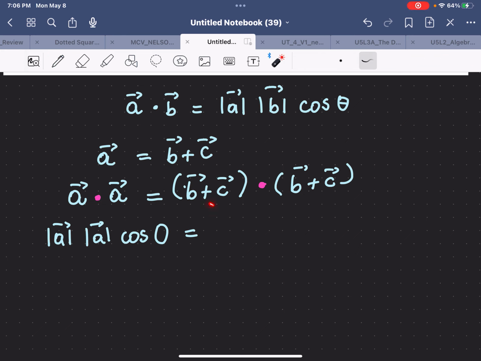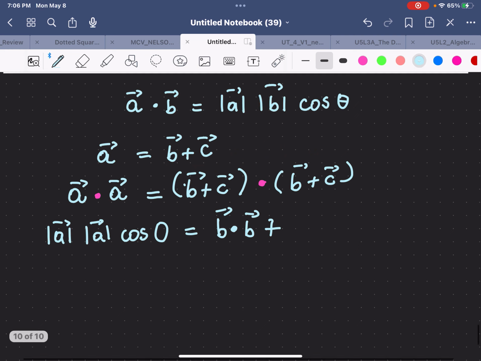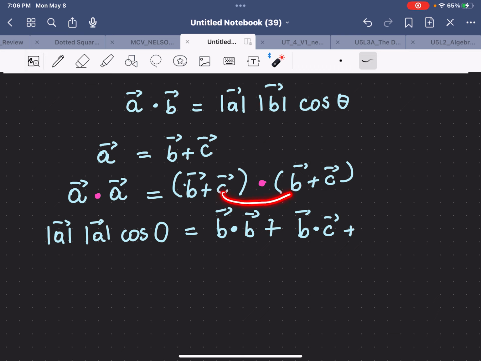On the right side, we're going to dot product these vectors. So we are foiling. And remember, we have dot product here, so we're going to have B dot B first, these two vectors. And then plus, we have B dot C. And then plus C dot B. And then plus C dot C. As you can see here, all these dots are dot products, right?